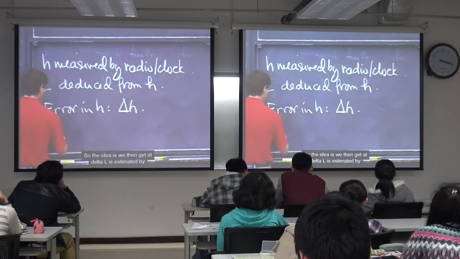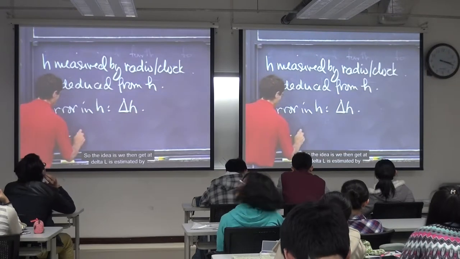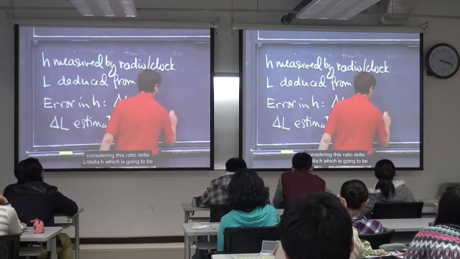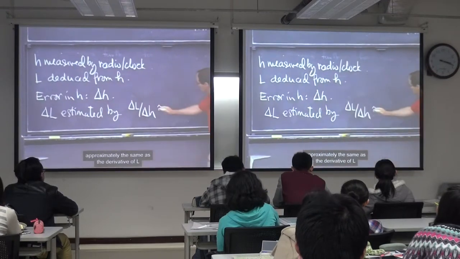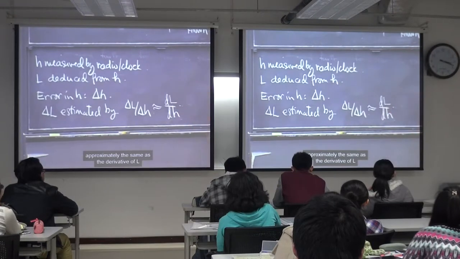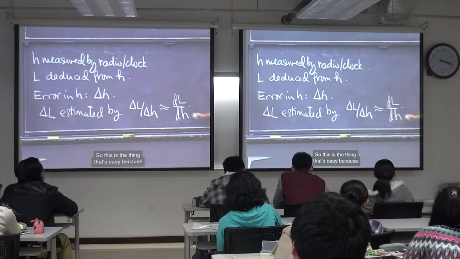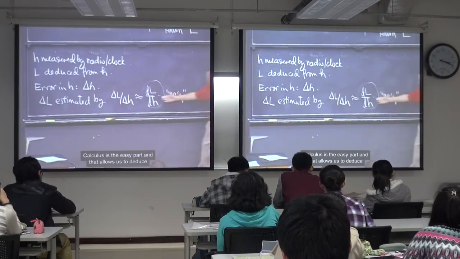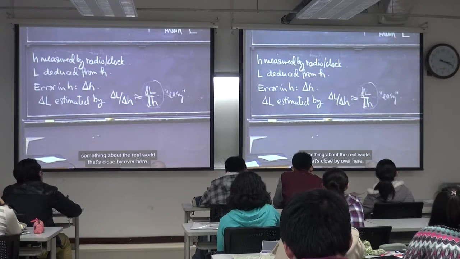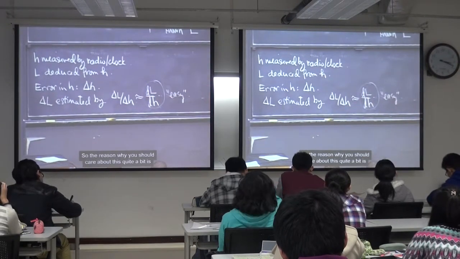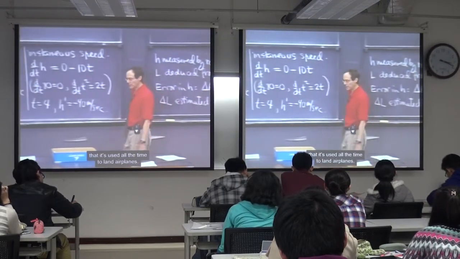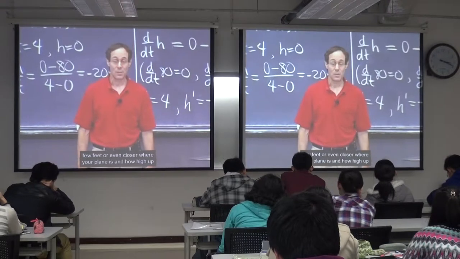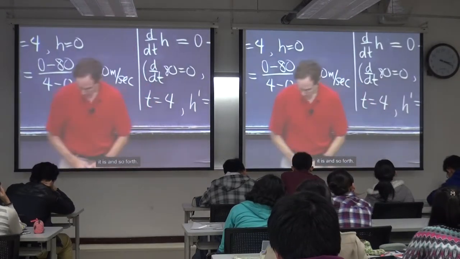So the idea is that delta L is estimated by considering this ratio, delta L over delta h, which is going to be approximately the same as the derivative of L with respect to h. So this is the thing that's easy because, of course, it's calculus. Calculus is the easy part, and that allows us to deduce something about the real world that's close by over here. But the reason why you should care about this quite a bit is that it's used all the time to land airplanes. And so you really do care that they actually know to within a few feet or even closer where your plane is and how high up it is and so forth. All right.